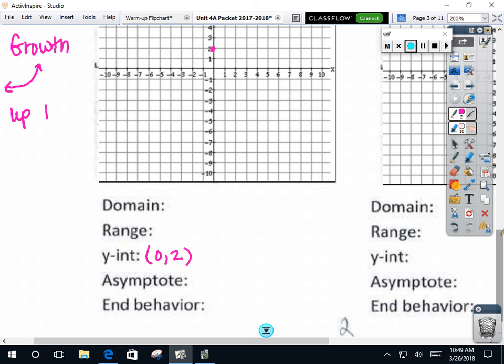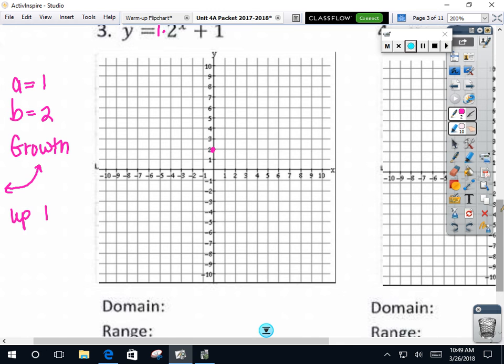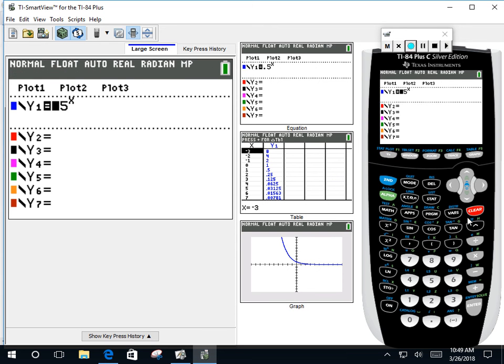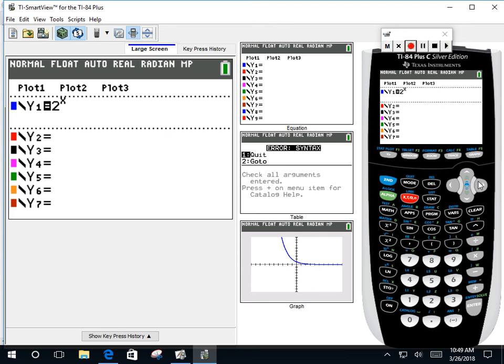To find the rest of the points, what should we do? We should graph it. So y equals 2 raised to the x power, and then make sure you arrow over to come down from the exponent before typing in the plus 1.